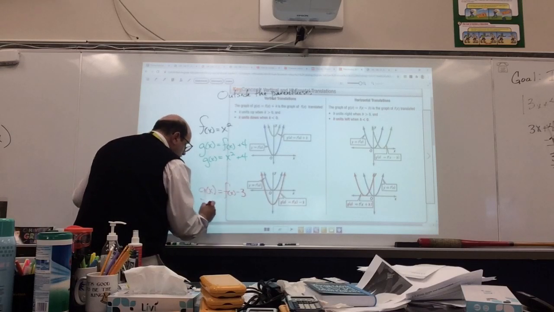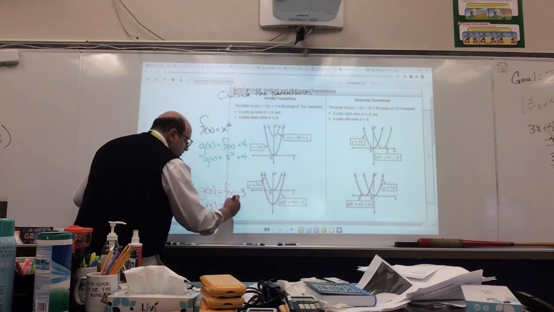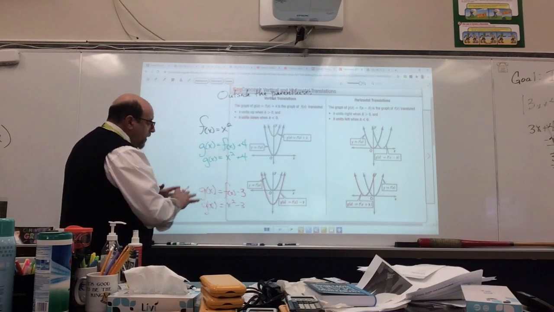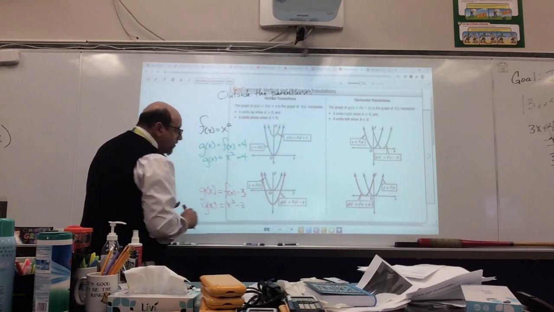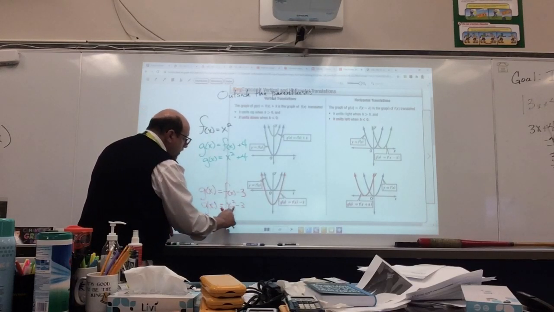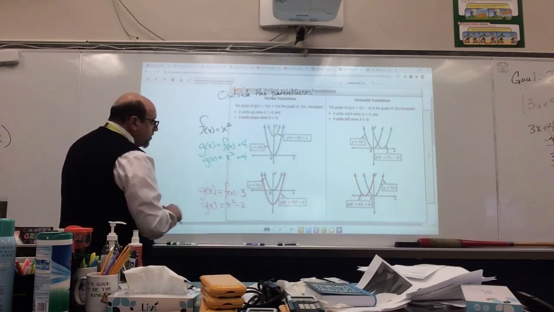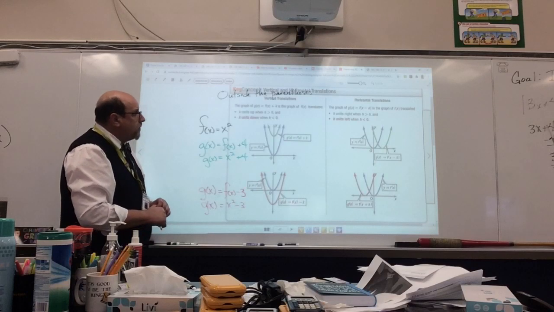This also could look like this. g of x is x squared minus 3. Right? As long as it's outside, basically it's this, x squared minus 3. There's some parentheses there. And that's what this function looks like.